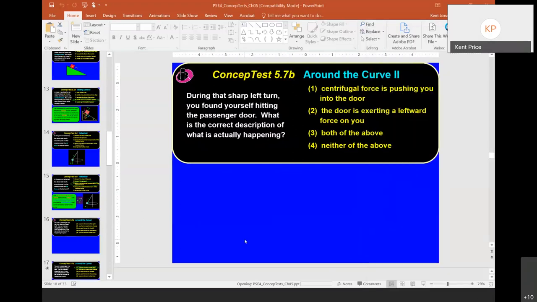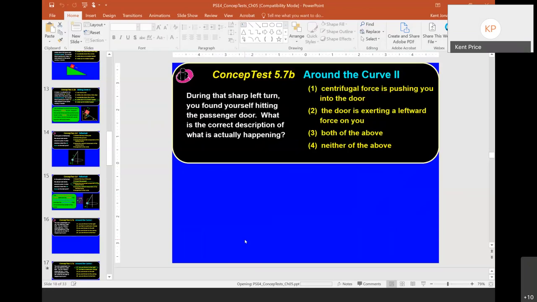Okay, well, again, the car's turning left, and you are pushed into the passenger door. In other words, you are pushing right on the passenger door. That means that the passenger door is pushing left on you. So that one is two.